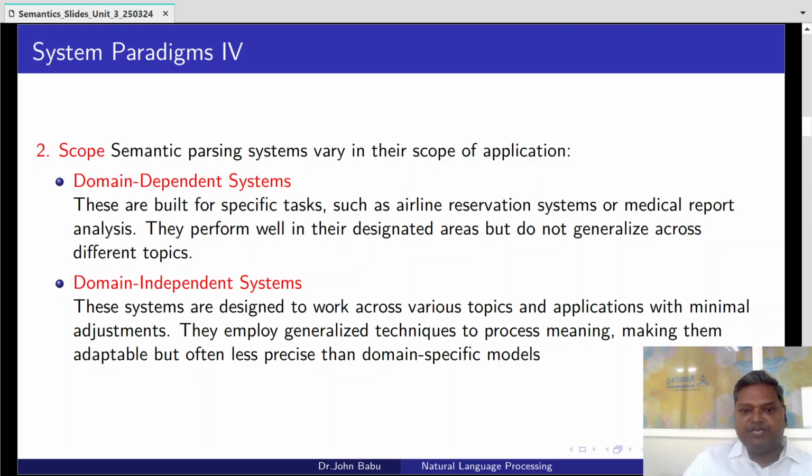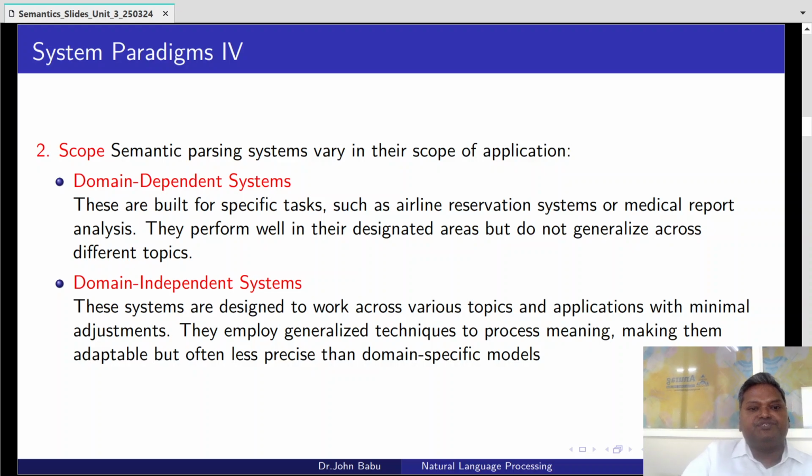So there may be an area reservation system, medical report analysis, or a Python programming language, each of which is a domain. Domain dependent systems will perform well in a particular domain, but when you want to generalize, their performance is very poor. On the other hand, we have domain-independent systems that are designed to work across different domains with minimum adjustment. They are more generalized, but sometimes they have less efficiency. Their performance is a major issue, so they are not as precise as domain specific models.